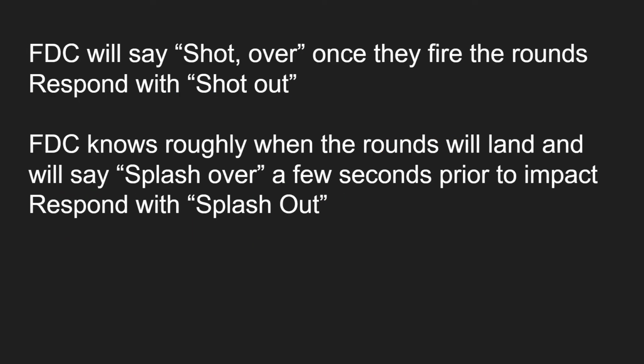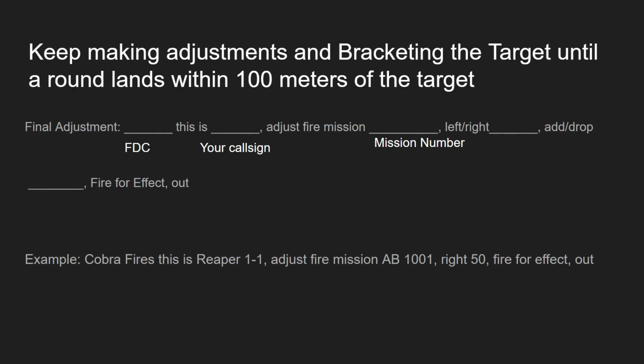FDC will say "splash, over," right before the round impacts, to which you respond "splash, out." After observing the impact of the latest round, you will need to make corrections again, and repeat this process until a round impacts within 100 meters from the target. Once this happens, you will then adjust 50 meters as needed, and following the transmission say, "fire for effect, out."